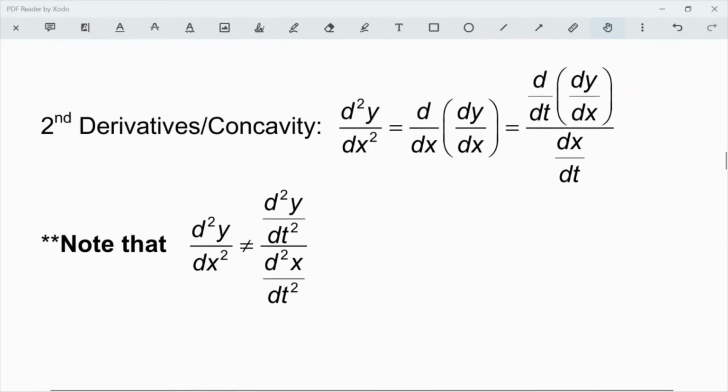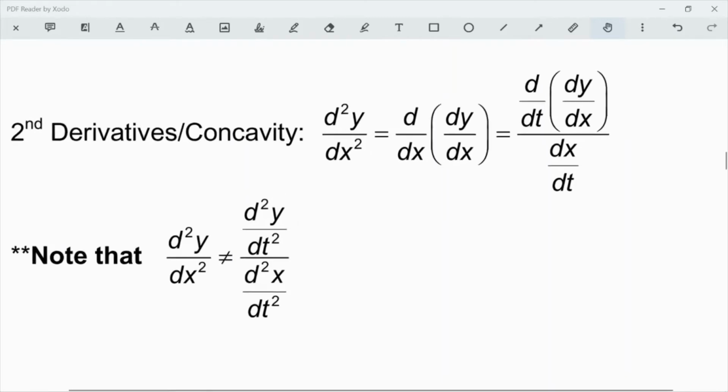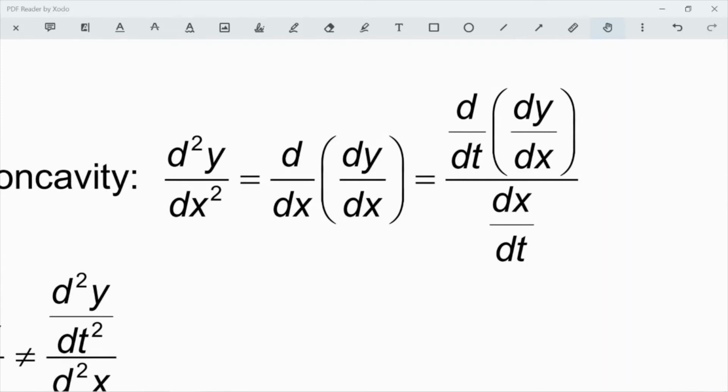Now, where this gets tricky is when you start dealing with second derivatives. When you're looking for second derivatives, and we're talking about concavity again, second derivatives are a little tricky because we have to understand some differential calculus here. So what we're doing is we're trying to find d²y/dx². Well, to get the second derivative of y with respect to x, we're taking our dy/dx and we're taking the derivative of that with respect to time. So remember, our dy/dx was dy/dt over dx/dt.